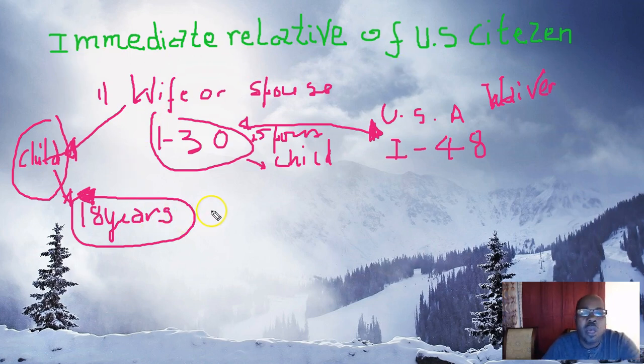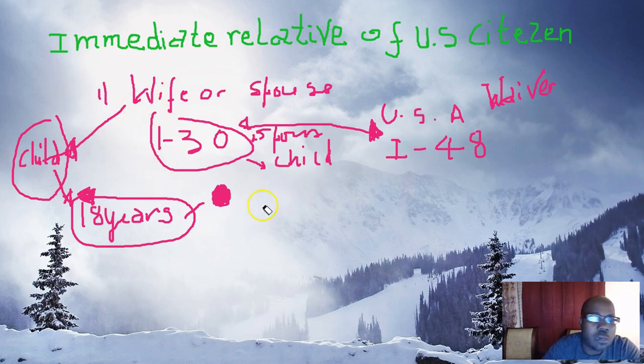So my advice: if you marry a U.S. citizen and your child is under 21, it's better to quickly file an application before 21. Why? Because the application will be processed faster. Okay, that's what you need to keep in mind. So those are some details about the wife.